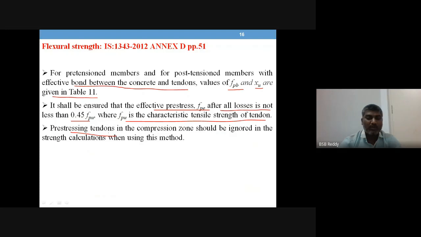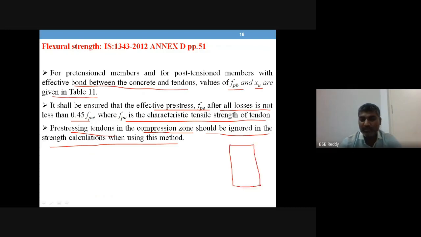And this is one more condition: pre-stressing tendons in the compression zone should be ignored in the strength calculations when using this method. Sometimes you will have tendons in the compression zone also, so you have to neglect these tendons in this calculation. Only the tendons provided below the neutral axis, you shall take into account.